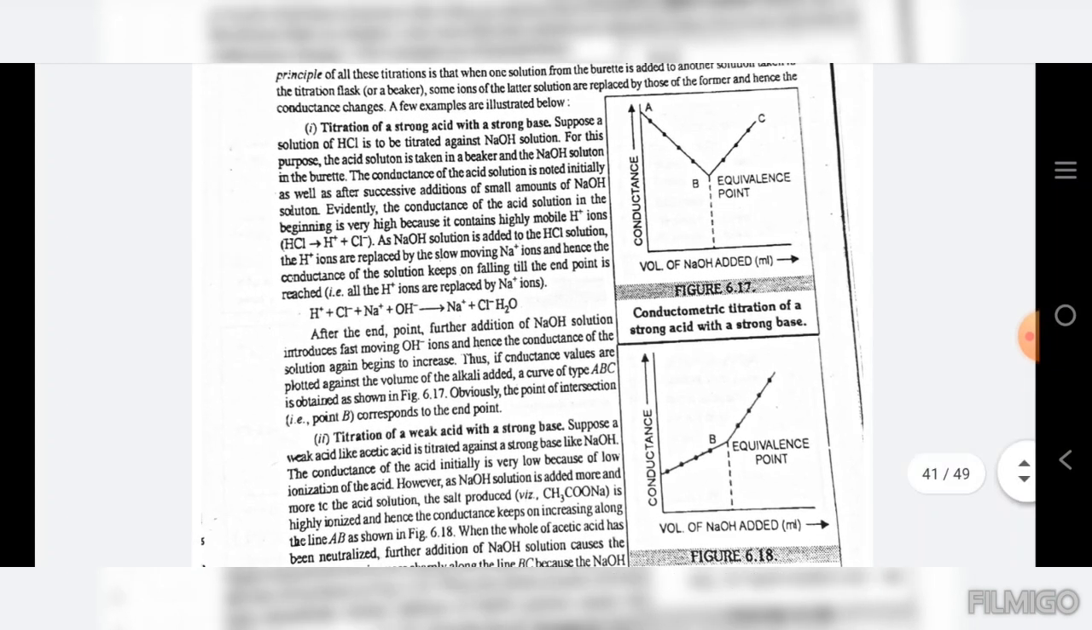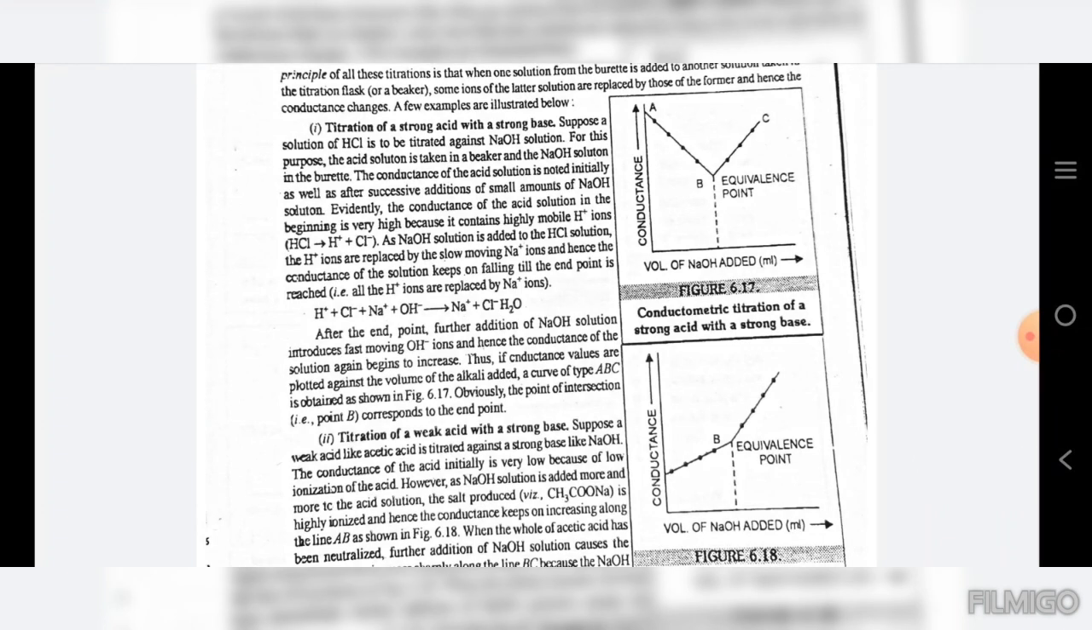Titration of a strong acid with a strong base. Suppose a solution of HCl is to be titrated against NaOH solution. For this purpose, the acid solution is taken in a beaker and the NaOH solution in the burette. The conductance of the acid solution is noted initially as well as after successive additions of small amounts of NaOH solution. You can see the figure 6.17, conductometric titration of a strong acid with a strong base.